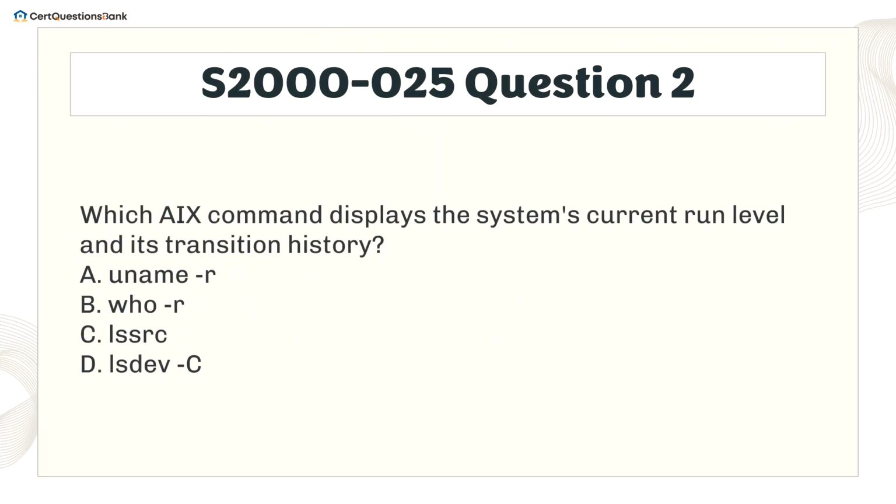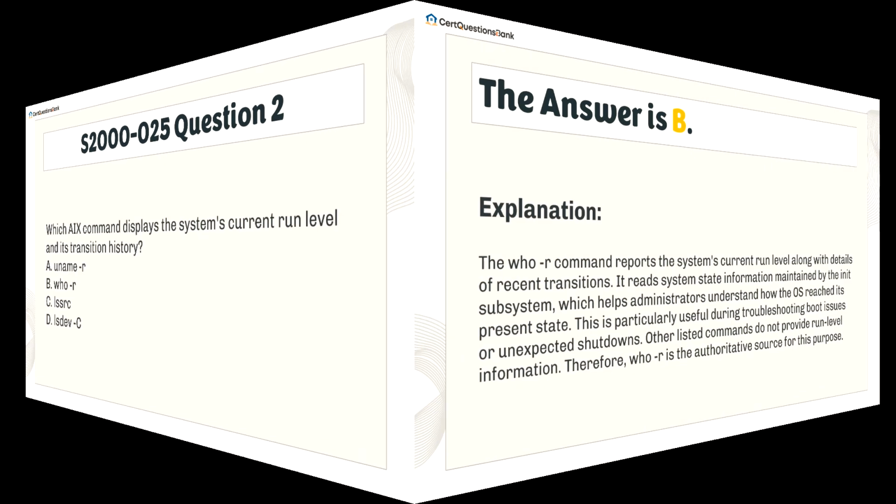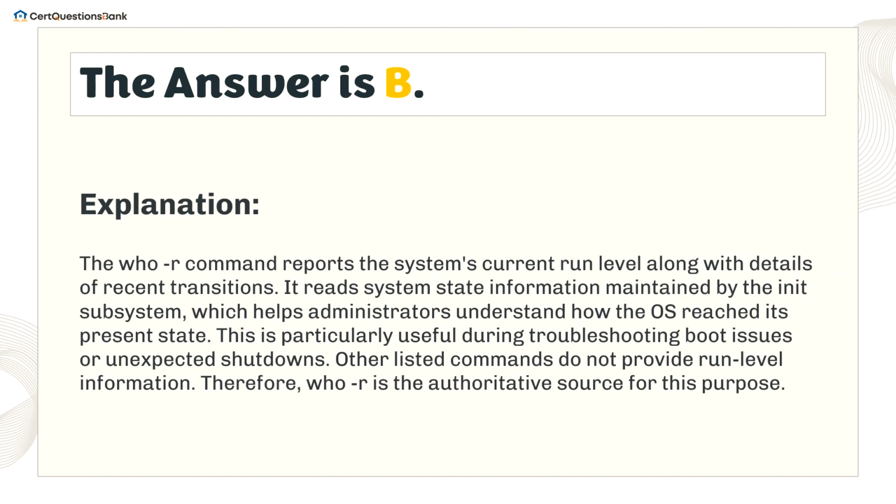Which AIX command displays the system's current run level and its transition history? A. uname -R. B. who -r. C. lssrc. D. lsdev. The answer is B. The who -r command reports the system's current run level along with details of recent transitions.